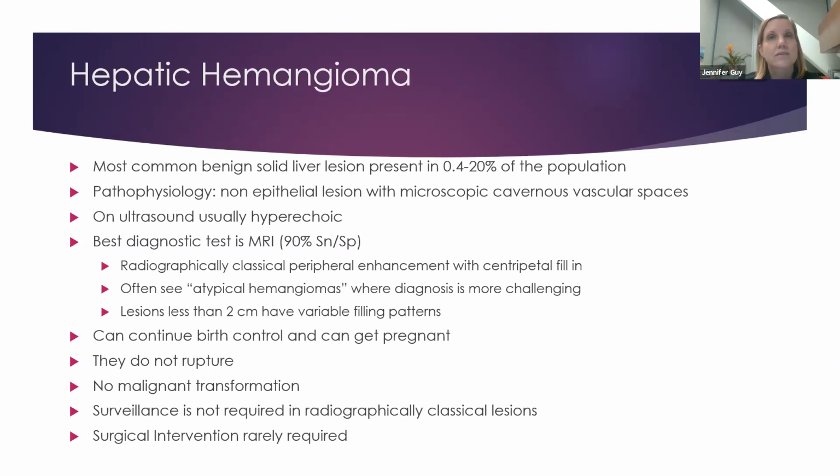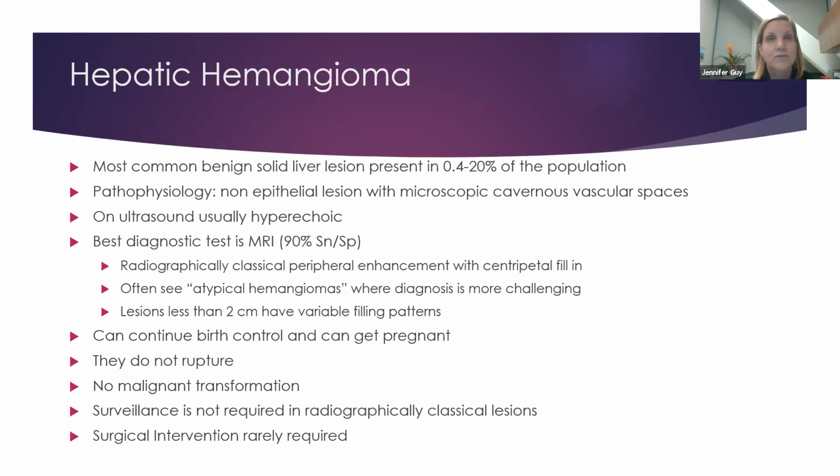The lesions that are less than 2 centimeters can also have variable filling patterns. So you may have seen the flash filling hemangioma as an example. You can continue birth control and get pregnant because these lesions are not hormonally responsive. And I think we're going to go through all these lesions and remind ourselves of which ones are, because this does get confusing for people.